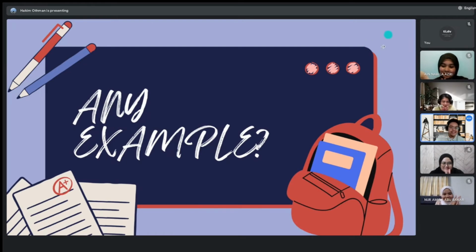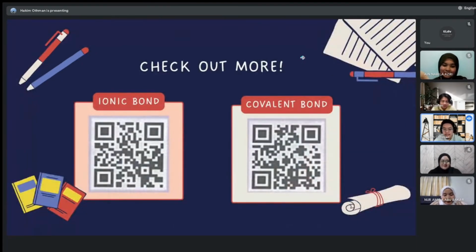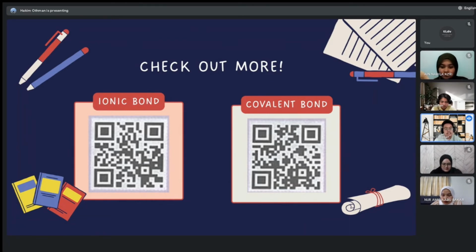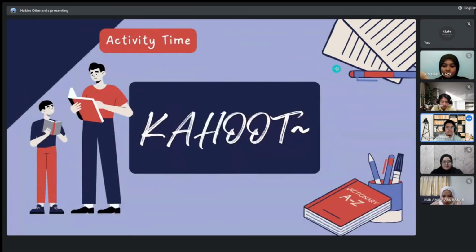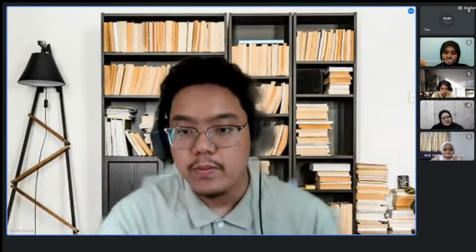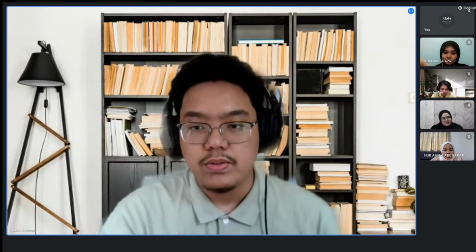Good job. So, I know you guys are doing great in class. You understand what I teach and deliver in class. But if you want to check out more, you can scan the QR code as shown in the slide. The first one is for ionic bond and the second one is for covalent bond. You don't need to take pictures right now because as usual, I will share these slides in your Google Classroom after the class, okay? So, activity time. Now we're gonna go through Kahoot, and I want you guys to answer the questions as usual.